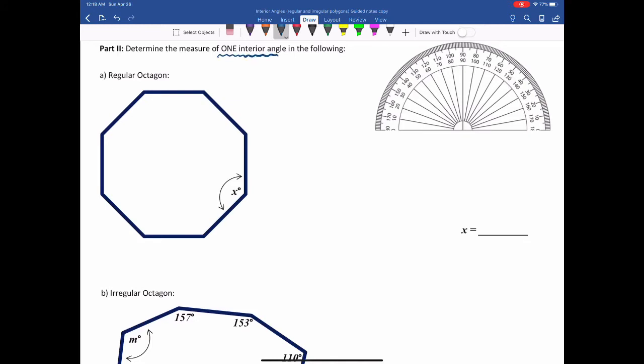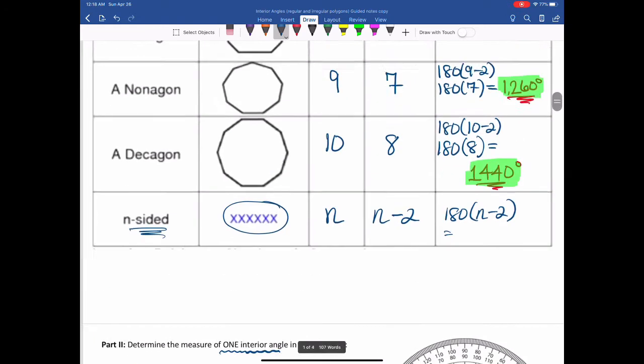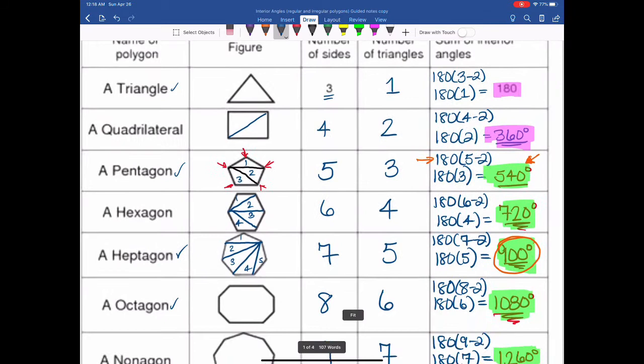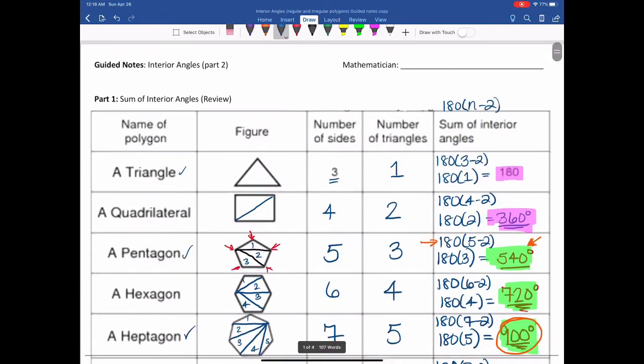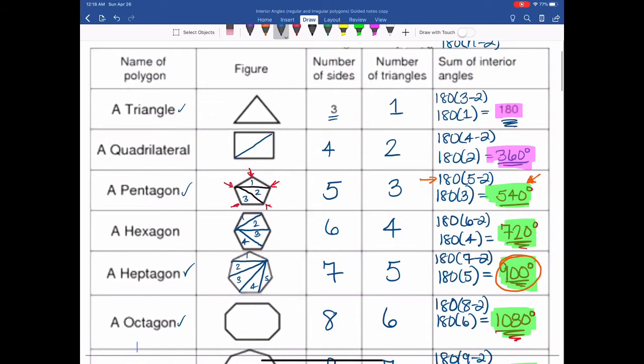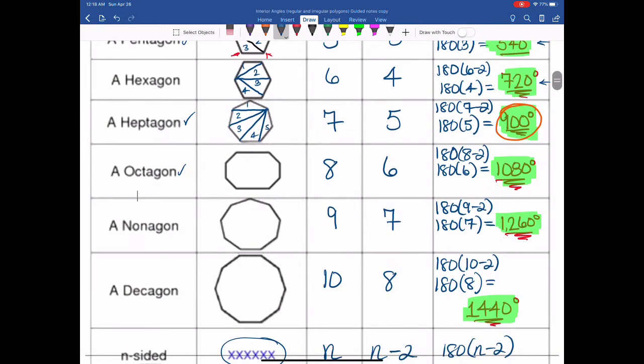Now, a lot of these problems depend on you knowing how many total degrees there are in a pentagon, or how many total degrees there are in any polygon. You should also notice that these numbers that you get do not matter if it's regular or irregular. These numbers are just telling us the total number of degrees in any one particular polygon. So there's 1,080 degrees in an octagon.